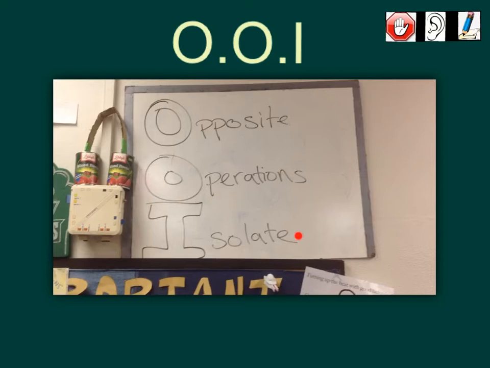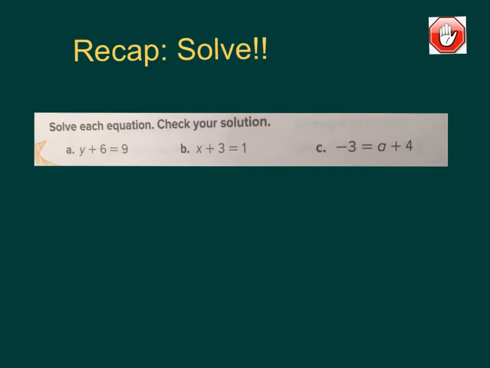OOI: opposite operations isolate. It doesn't make a ton of sense at first, but it's a little guide: the opposite operations help you isolate. Whenever you need to isolate a variable, use the opposite operation of what's being done in the actual equation, and it will help you isolate. Make sure you have these written into your notes, and let's take a look at some examples.